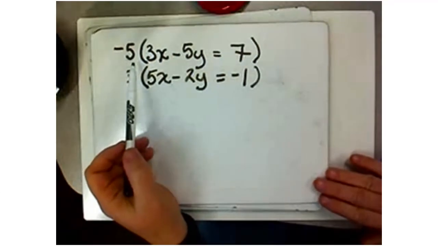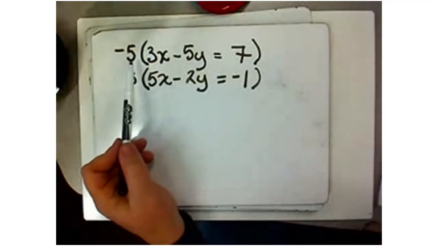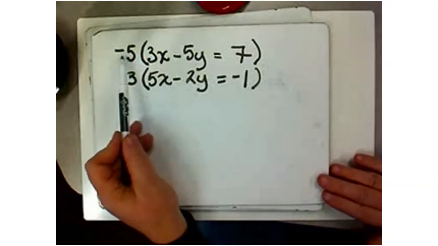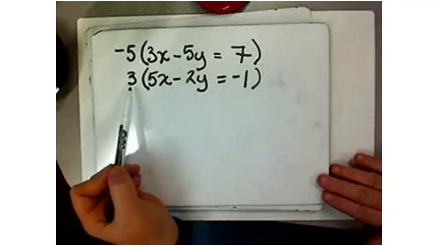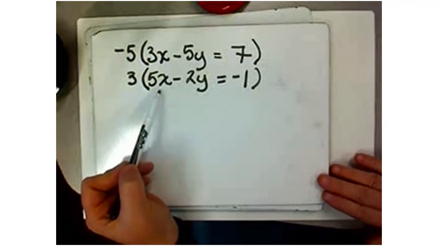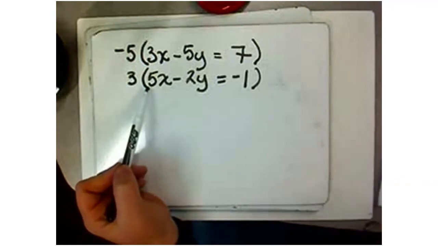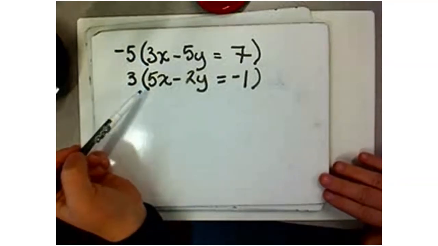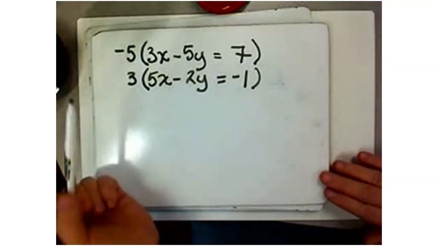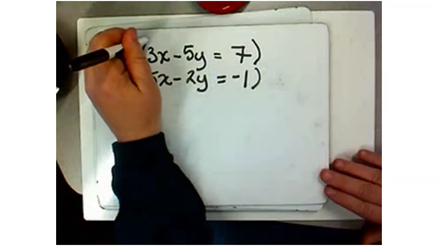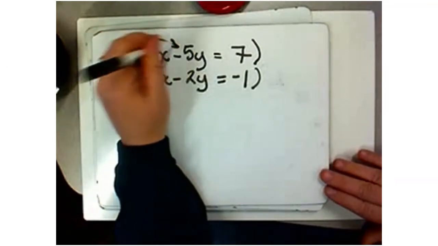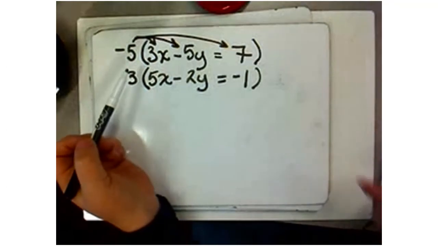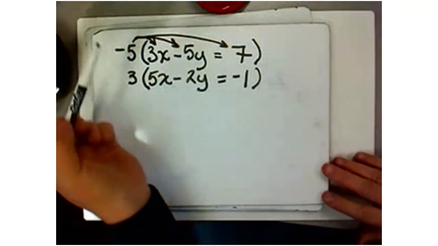Because then we're playing, it's like a big puzzle. We're playing a game, annihilation. If we go negative 5 times 3x, we get negative 15x. If we go positive 3 times 5x, we get 15x. There's the annihilation. Negative 15, positive 15. So we got to do some work with both of them. So we're going to multiply a negative 5 times everything on the first equation and rewrite it. So you got to be really careful with your positive negative rules.